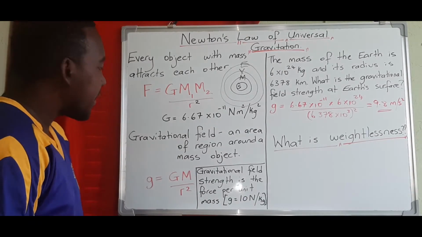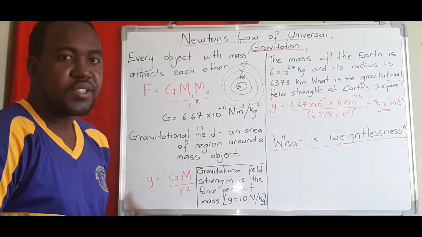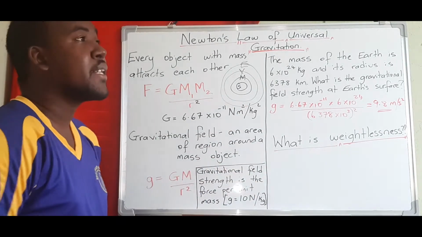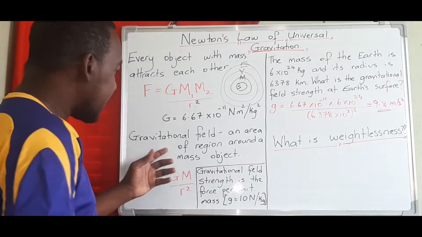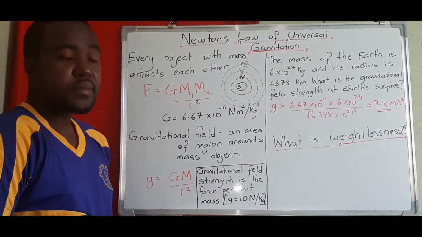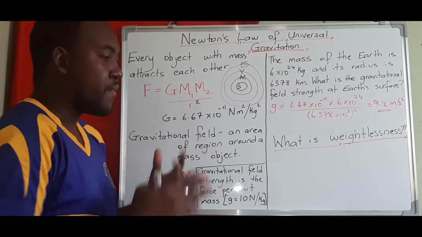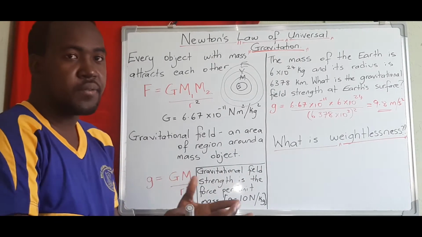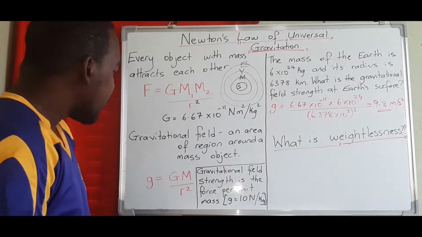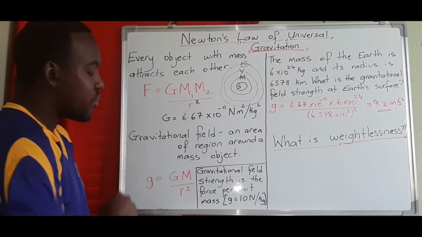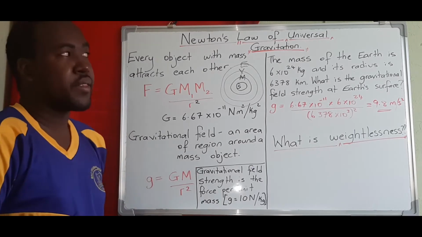Now, the gravitational field, just like the electric field where there is a region around a charge that a force is being felt, the same applies for gravity. So the gravitational field is that region around a mass where a force of attraction is being felt. So in that case, we can find g, and this g represents the gravitational field strength.